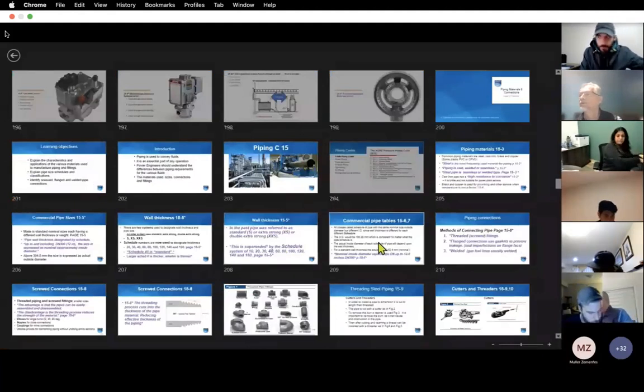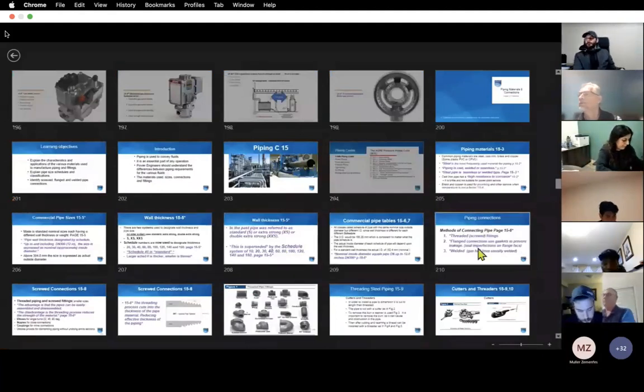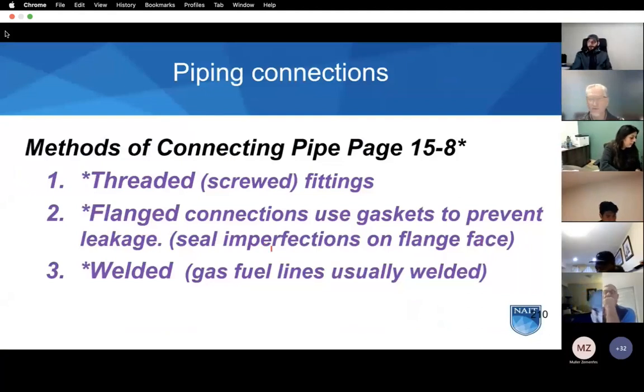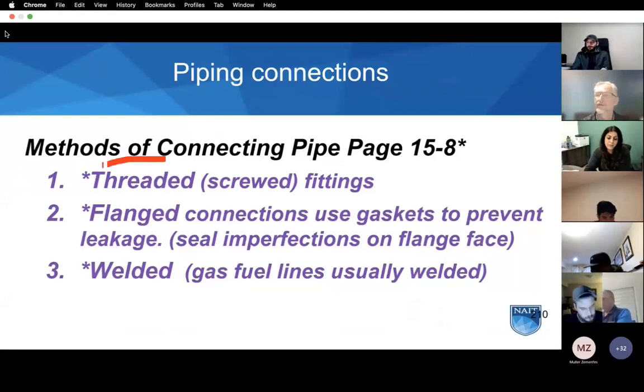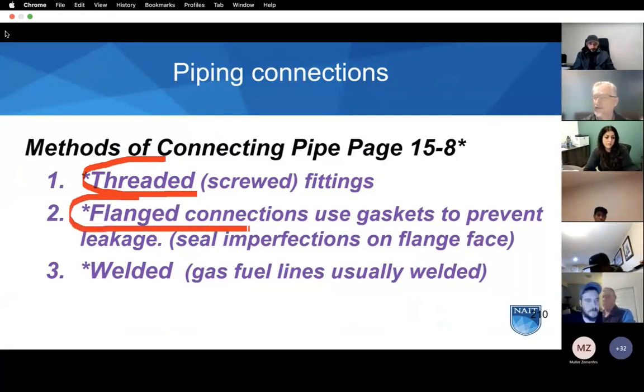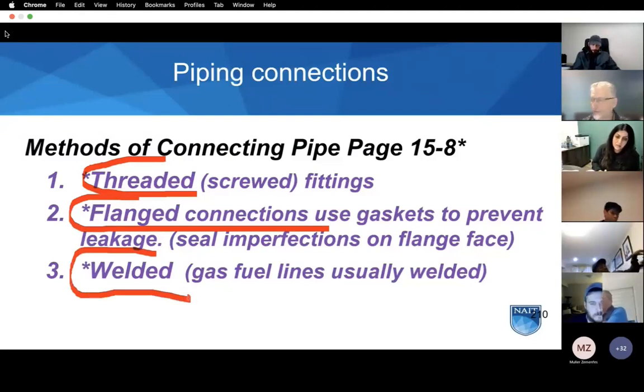Piping. How do we hook pipe together? 3 ways that we're going to talk about. Threaded or screwed fittings. We'll have a closer look at what that is. Often we use flanges, flange connections, and often piping is simply welded together. All the pieces are lined up. We have welders come in and hook things together for us in a permanent fashion.